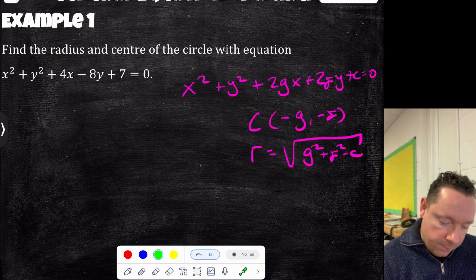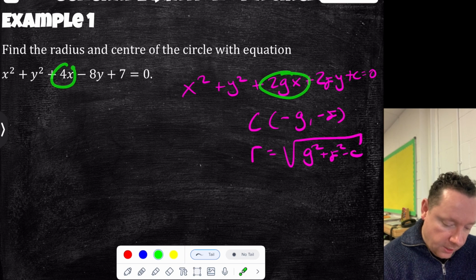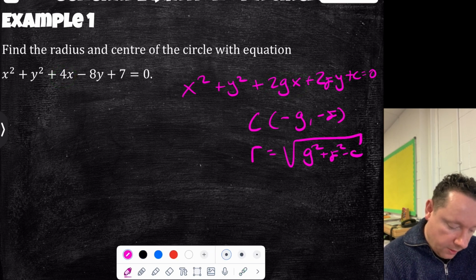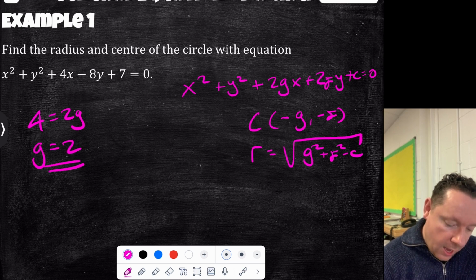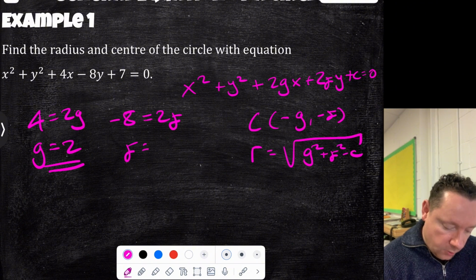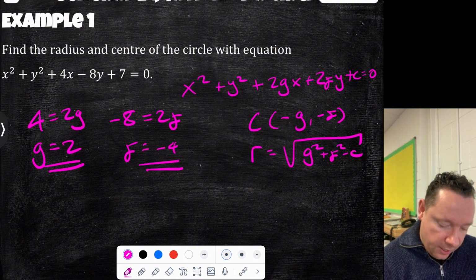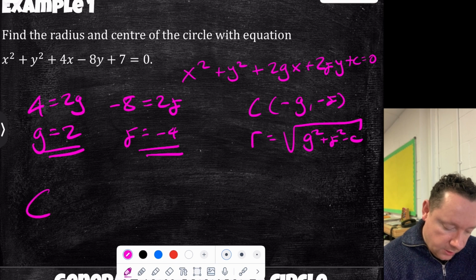Comparing the bit here, we've got 4x is 2gx, so we can just say that 4 is equal to 2g, so g is equal to 4 divided by 2, which is 2. And we've got minus 8 is equal to 2f, so that means that f is equal to minus 8 divided by 2, which is minus 4. So we've got our g and our f. So our centre is equal to minus g, that's minus 2, minus f, that's 4.